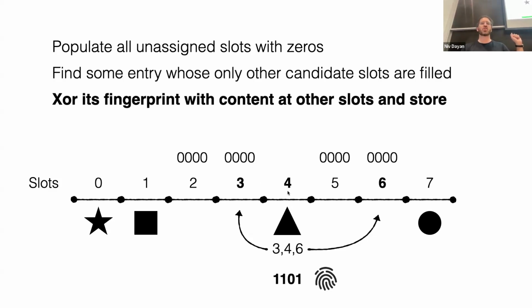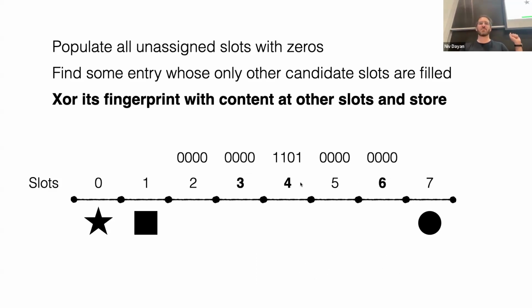And what I will do is I will XOR it with all of these neighbors. So I'm going to take the fingerprint for this element and XOR it with the current contents of its neighbors to derive a new set of bits. And these sets of bits are going to be the ones that I store here in this slot. What does that guarantee to me? That guarantees that if I ever search for that key again, all I need to do is to go to these 3 slots, XOR them, and I derive the original fingerprint.